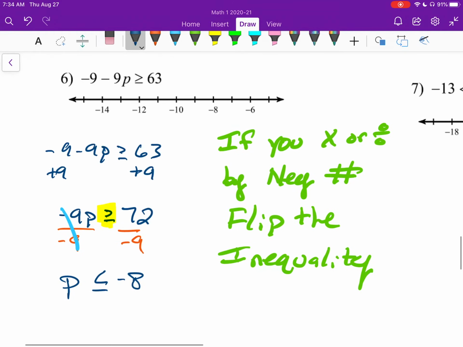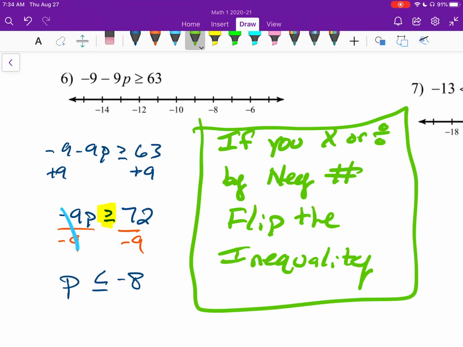Okay. So this is a big deal here. What I wrote here, you need to remember that. That's a very common mistake. So p is less than or equal to negative 8. So I'm going to have a circle on negative 8. It's going to be a closed circle because it has the equal to.